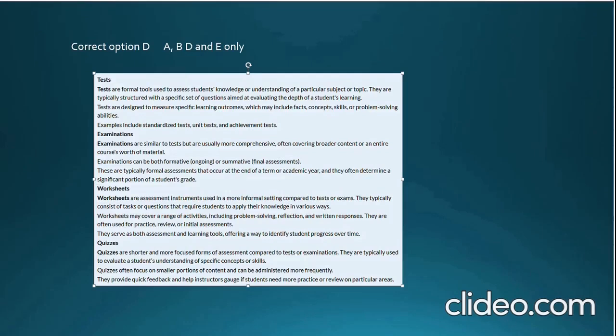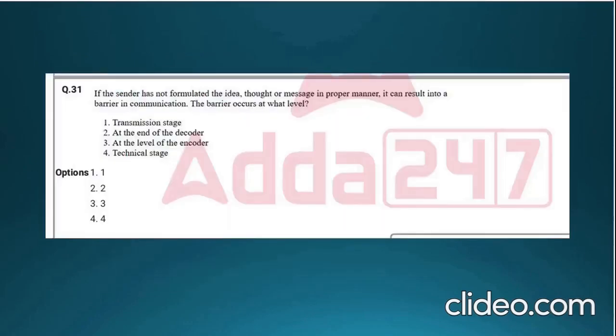Coming to the next question, if the sender has not formulated the idea, thought, or message in a proper manner, it can result in a barrier in communication. The barrier occurs at what level? Transmission stage, at the end of the decoder, at the end of the encoder, technical stage. Options given 1, 2, 3, and 4. The correct option is 3.